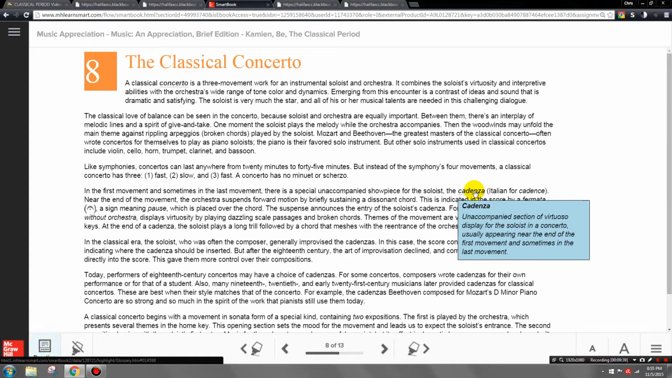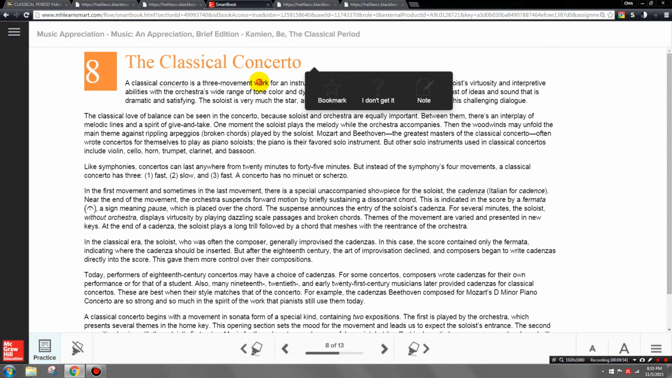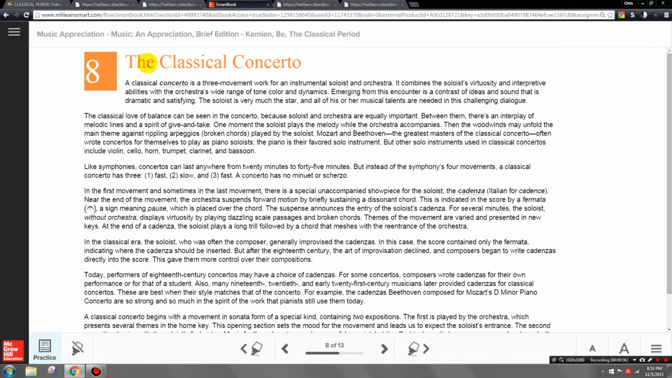Sometimes you do have what are called double concertos, which have two soloists, but we're going to focus on just the standard one soloist classical concerto. And generally speaking, if you just hear the word concerto, that generally is speaking about the classical concerto, as we have gotten in the habit of identifying concerto grosso by calling it concerto grosso.